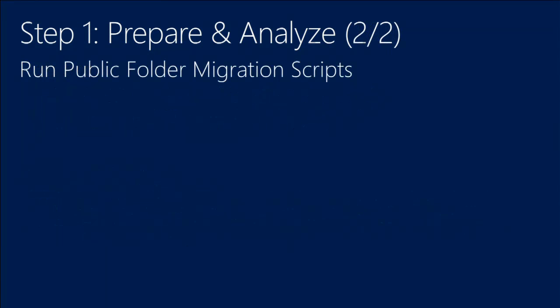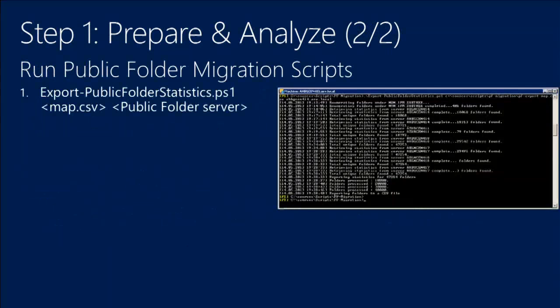Okay, running the scripts. So basically the first one contacts all your public folder databases, so all your Exchange servers that have public folder databases on them. And you see here's an example of just an infrastructure with roughly 50,000 public folders and a couple of servers. It took roughly 15 minutes to run that.